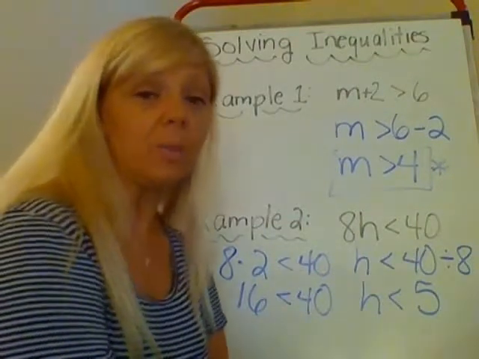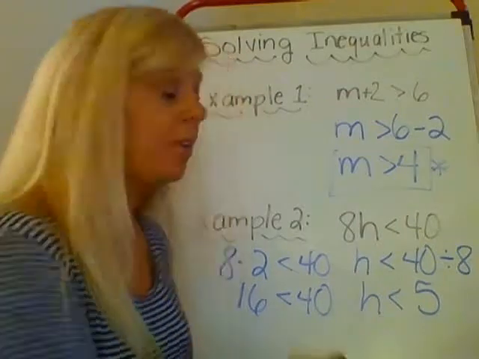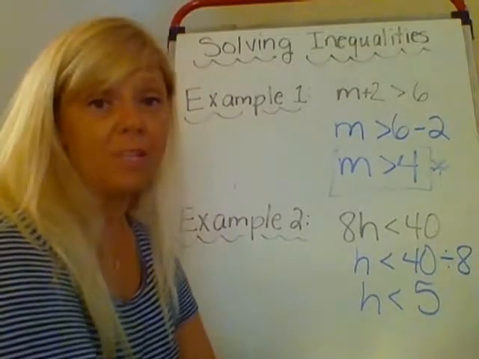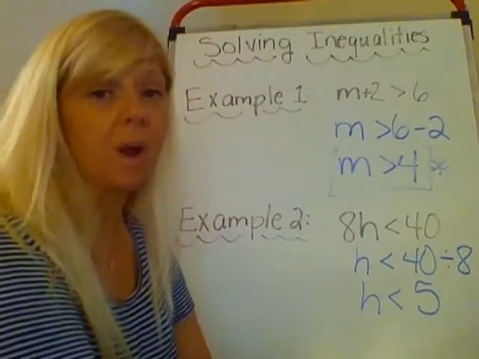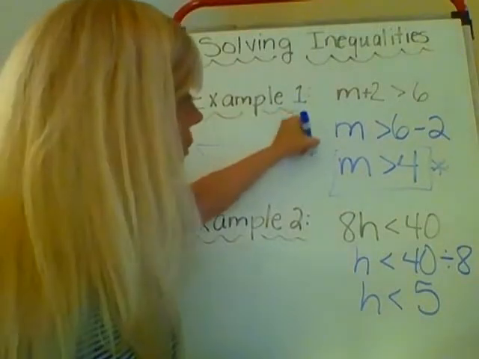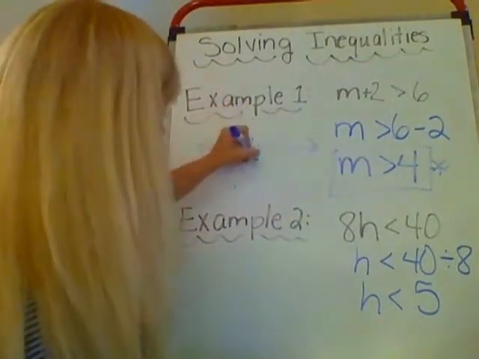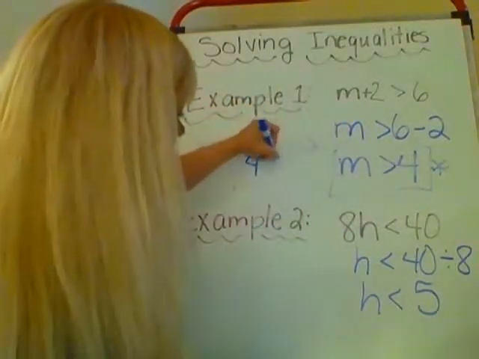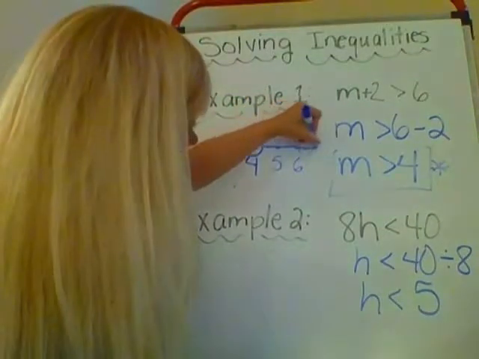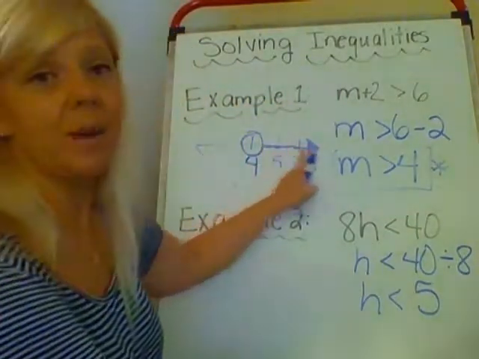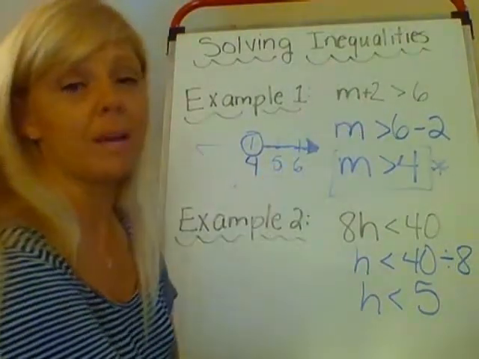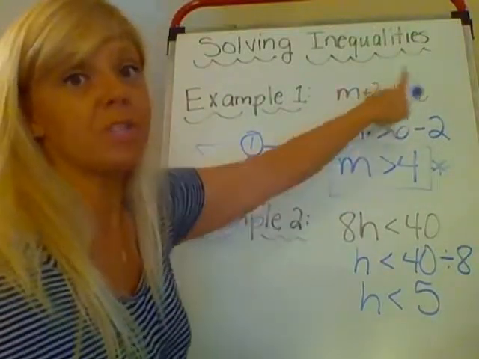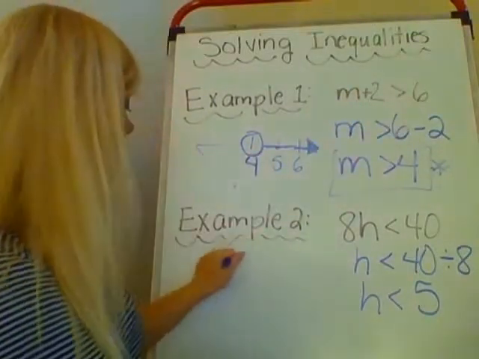So this is definitely a little bit more thought process than solving equations, because again, I can have multiple answers. And I can graph these as well if I wanted to show the solution to this problem. I would put an open dot on 4, and remember, m is any number bigger than 4. So that would be 5, 6. So we would go ahead and shade. Any of these numbers are going to work if I replace them and add 2. Because 5 plus 2 is 7, that's bigger than 6. 6 plus 2 is 8, that's bigger than 6.